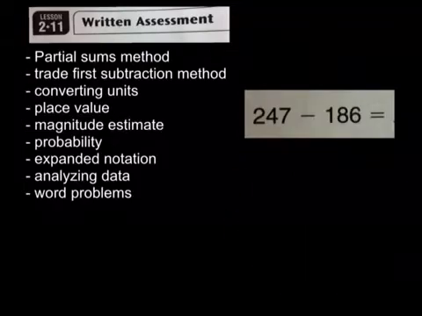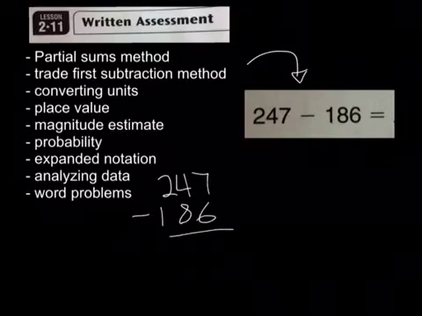Now let's look at the trade first subtraction method with this question. If we were to subtract 247 minus 186, we could just simply subtract from right to left, as we would normally do. So 7 minus 6 is 1, and then 4 minus 8, 4 does not have enough, so it has to borrow 1. It'll become 14, and the 2 becomes 1. So 14 minus 8 is 6, and then 1 minus 1 is 0, and your answer would be 61.